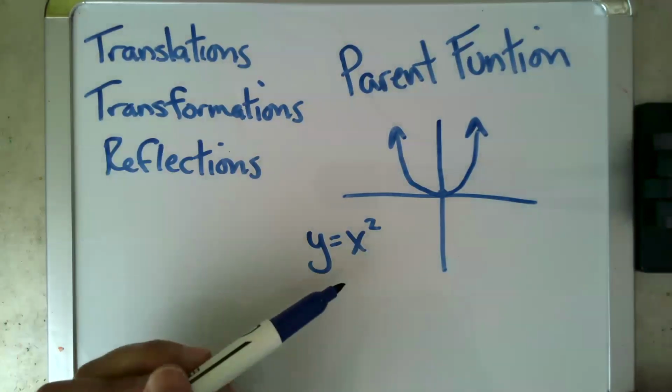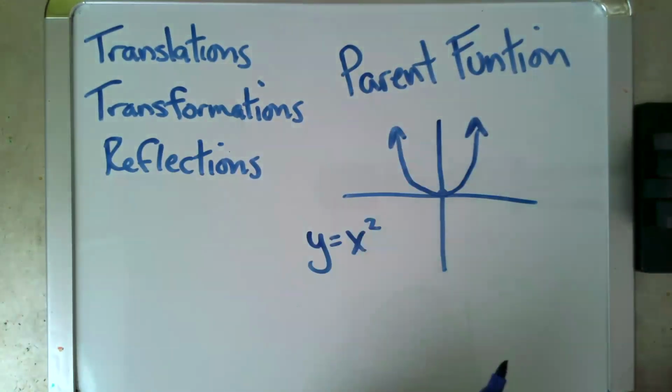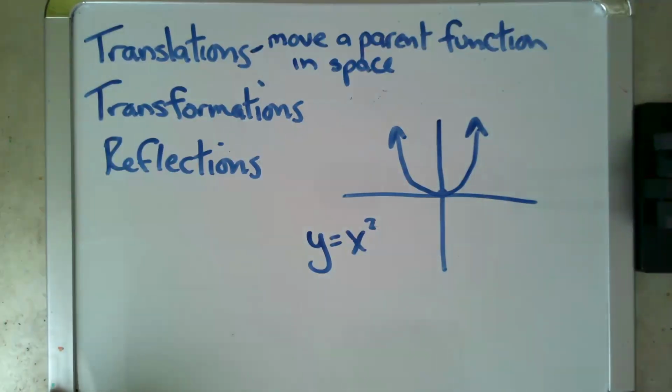Now, translations of a parent function do not change its shape at all. They simply move it around in space. So to the left, to the right, up and down. That's what a translation does. So let's go ahead and give some examples of that.